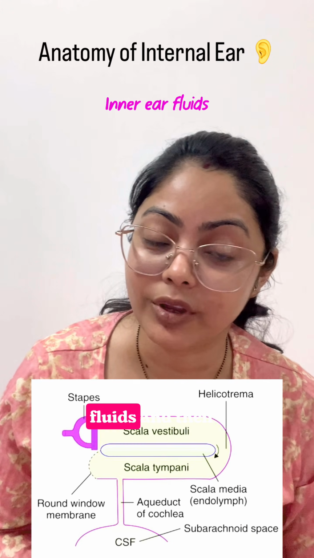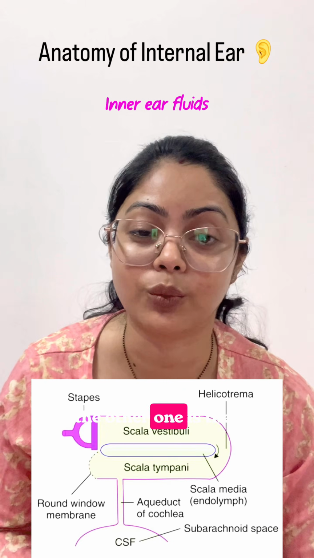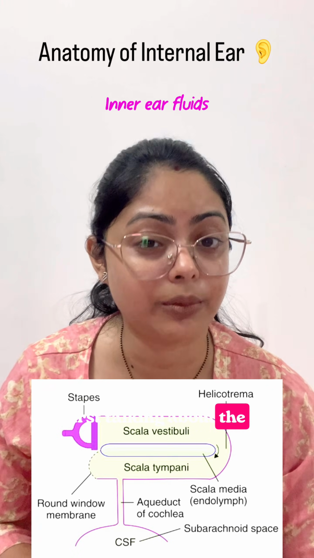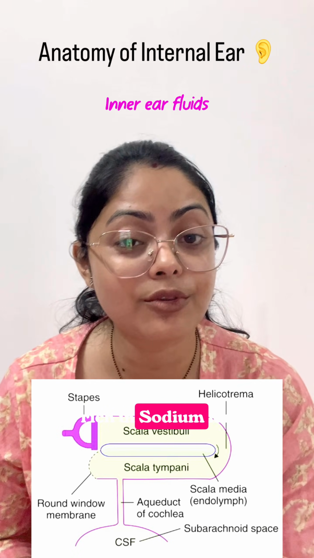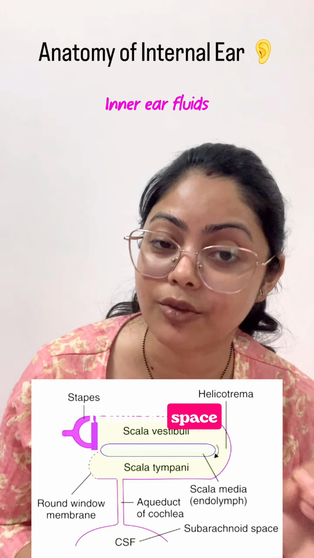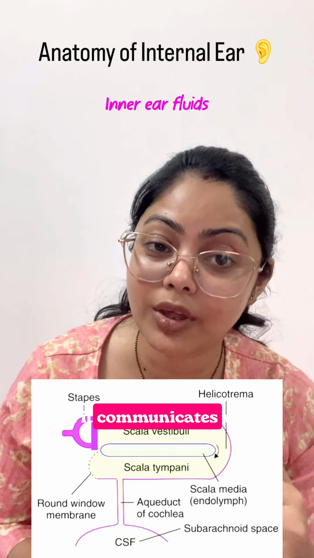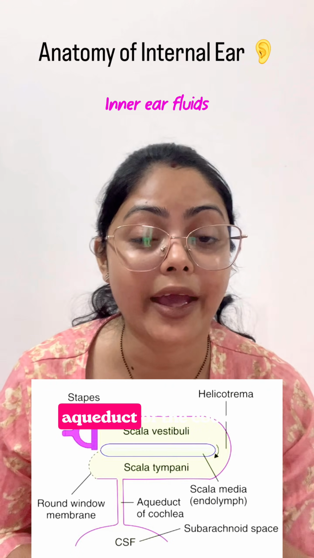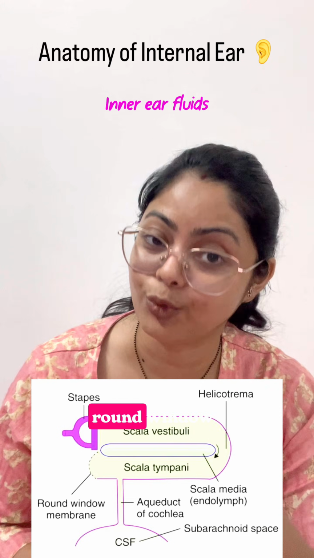Talking about the inner ear fluids and their circulation. There are two main fluids of the inner ear. One is the perilymph and the other one is the endolymph. First, talking about the perilymph. Perilymph resembles the extracellular fluid and is rich in sodium ions. It fills the space between the bony labyrinth and the membranous labyrinth, and it communicates with the CSF through the aqueduct of the cochlea, which opens into the scala tympani near the round window.